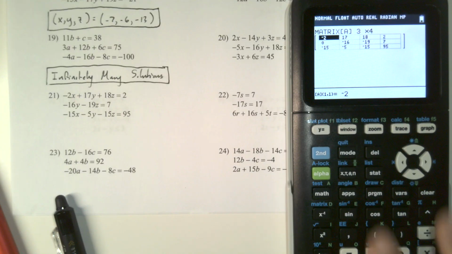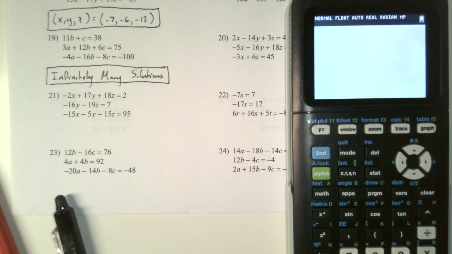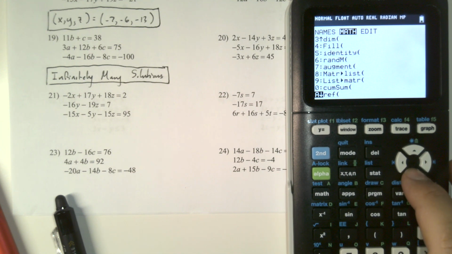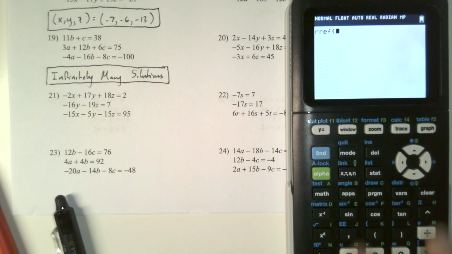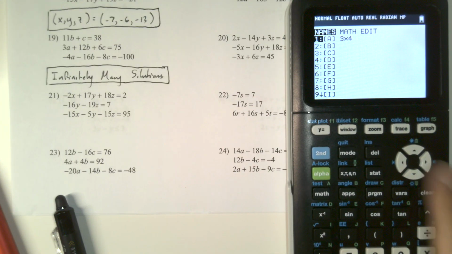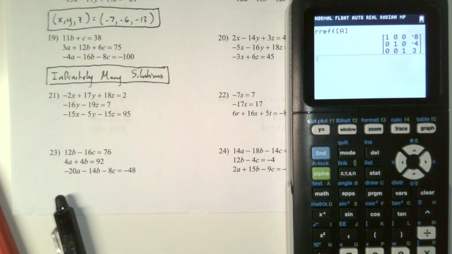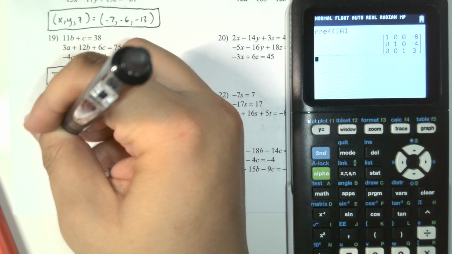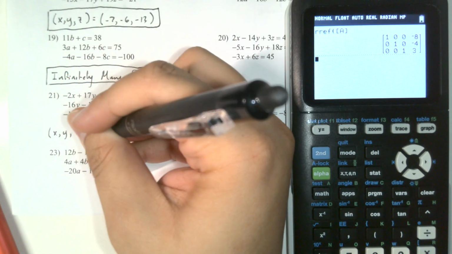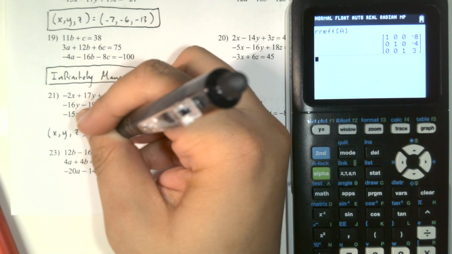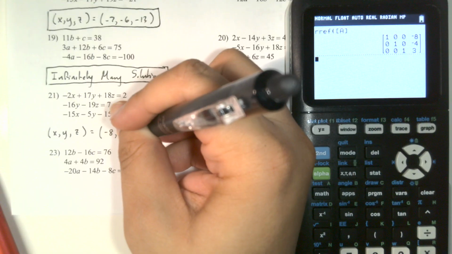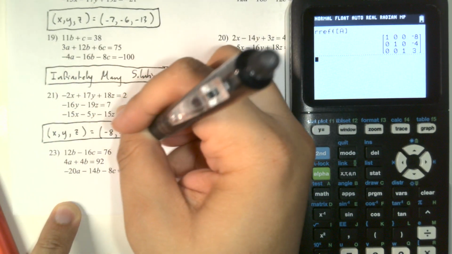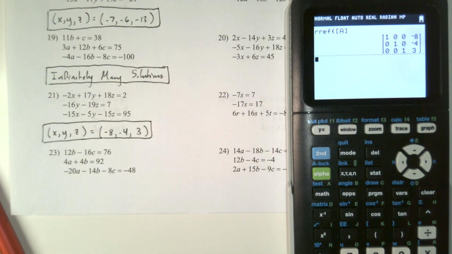We finished editing this, we quit out, second mode, and now we're going to do second, matrix, scroll over to math, scroll down to RREF, hit enter, second, matrix, enter, enter, and we have a solution. So we have x comma y comma z is equal to negative 8, negative 4, 3. And there we go. Last one.